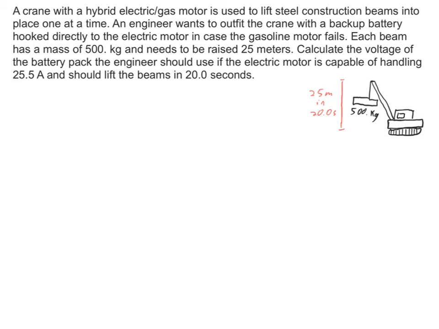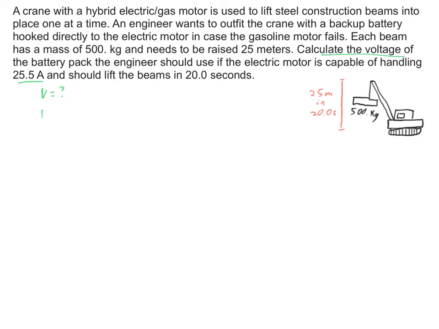But an engineer is coming along and trying to make sure that the crane doesn't break down if the gasoline motor fails, because gasoline motors have a higher failure rate than electric motors. And so they want to install a battery pack into the crane so it can continue to operate even if the gasoline motor fails. And he knows that the electric motor part can accept 25.5 amps worth of current coming in. So let's make a variable bank. It looks like we're going to calculate the voltage that the battery pack should have.